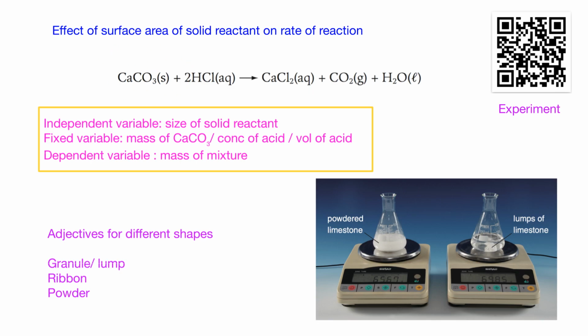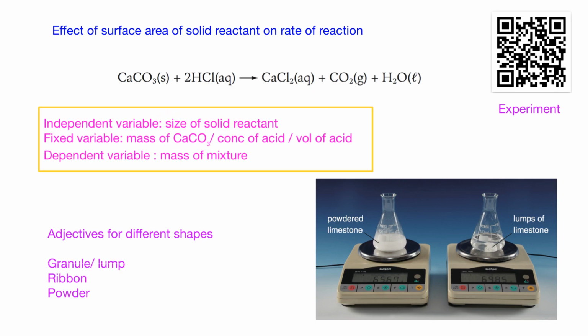So right here, we have calcium carbonate added into hydrochloric acid. In the process, we have some carbon dioxide produced. So this will be the experiment that you can see. The independent variable, the one that we change when we do a fair test comparison, is the size of the solid reactant.